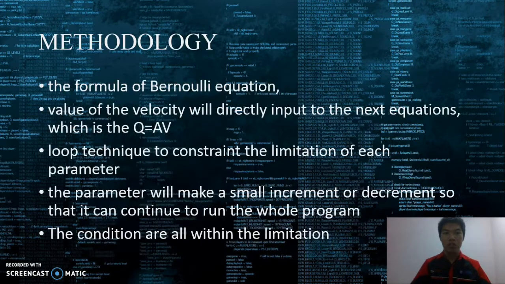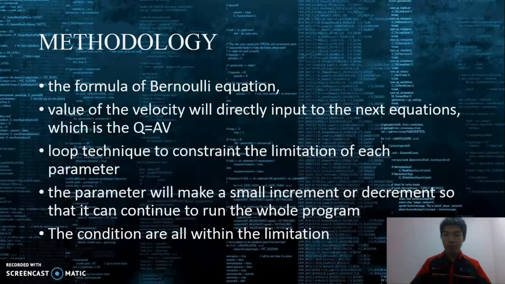So, methodology. We are using the formula of the Bernoulli equation. Since the Bernoulli equation involves a lot of energy conservation, we need to calculate each of them. The value of velocity is then input directly to the next equation, which is Q equals A times V. As we know, the responding variable for the Bernoulli equation is the velocity. So using this velocity, we can input the value into the volume flow rate equation to find the volume flow rate. And then a loop technique is used to constrain the limitation of each parameter.